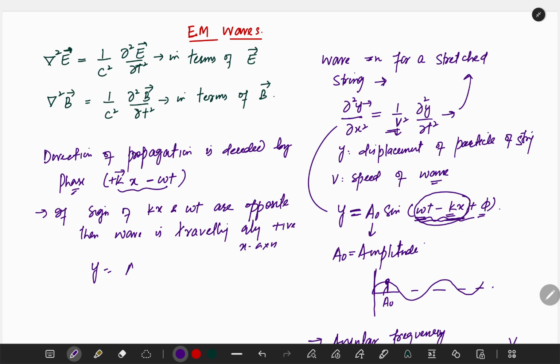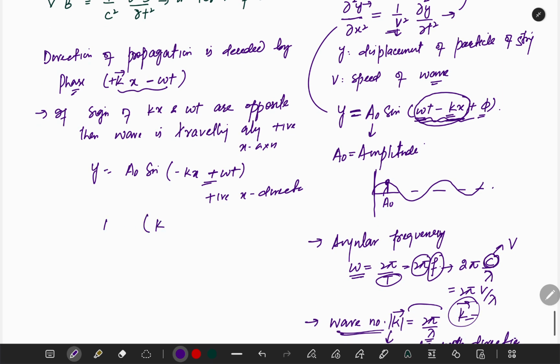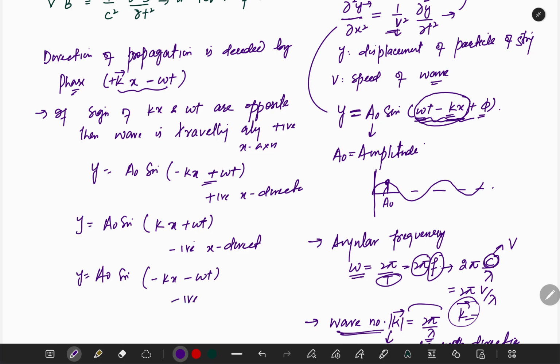Or we can write y equals a naught sine of minus kx plus omega t. Again one is negative and one is positive, so it's again traveling along the positive x direction. If both have the same sign, let's say a naught sine of kx plus omega t, then the wave is moving along the negative x direction. Or a naught sine of minus kx minus omega t, it's still moving along the negative x direction.